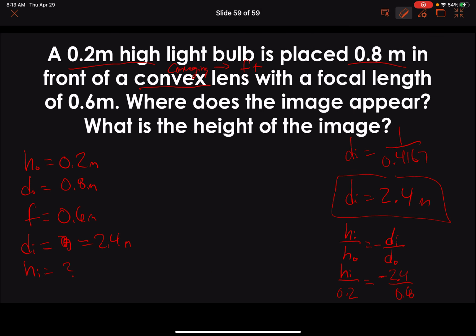So if we want to simplify this equation and do the algebra involved, just simplify the right side. Put in your calculator, negative 2.4 divided by 0.8 gives you negative 3. Easy enough to do. And then just multiply by 0.2 on both sides. Right now, what we're looking for is being divided by 0.2, so we multiply by 0.2 on both sides to finish out the problem. And you get negative 0.6 meters, and that is our final answer.